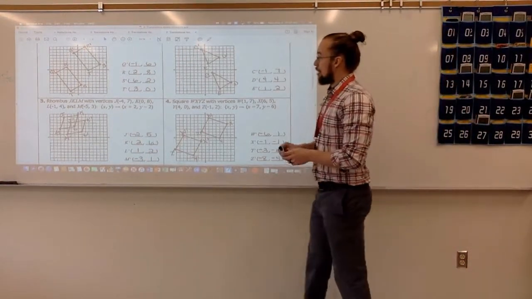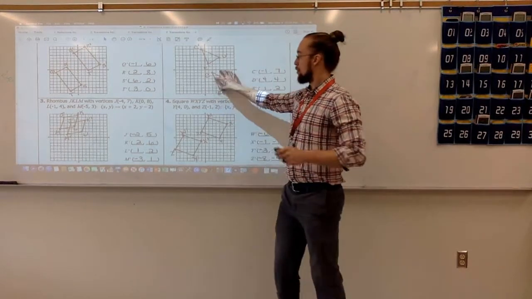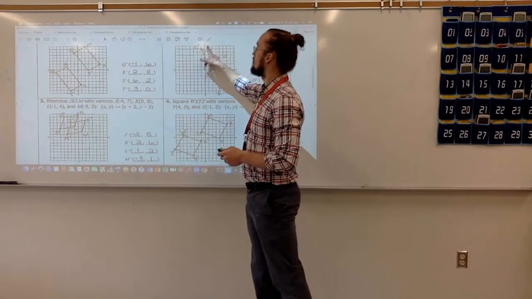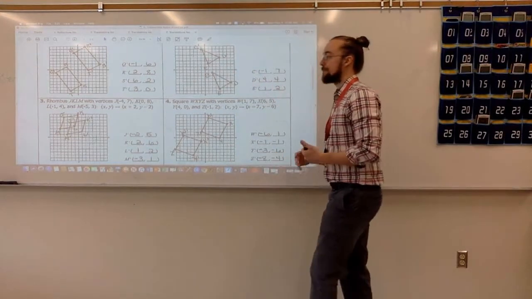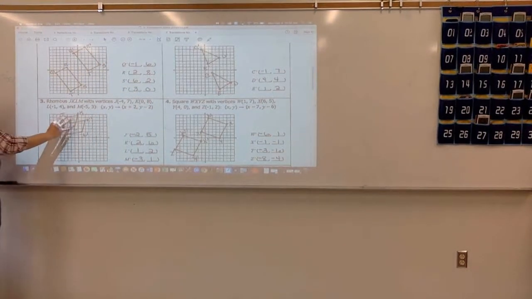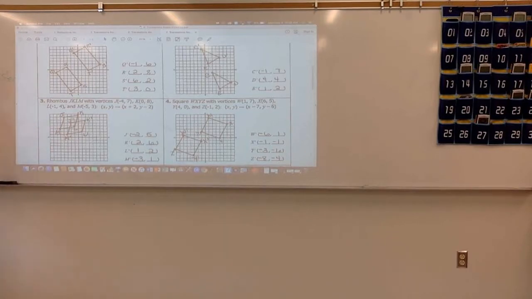All right, take a look up here at numbers 2 and 3. On number 2, we took our original triangle and took each point left 3 and up 8. So we would end up here. And then on number 3, we took each original coordinate and went right 2, down 2. So our new rhombus is actually partially on top of the old one. Right? So we didn't move it that far. Just right 2, down 2. Any questions on translations so far?